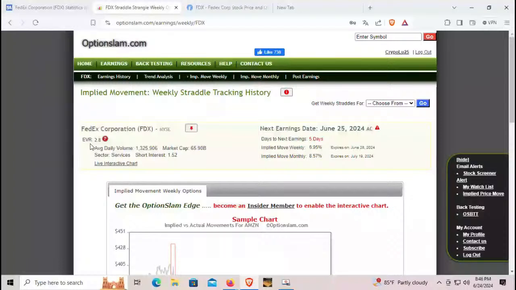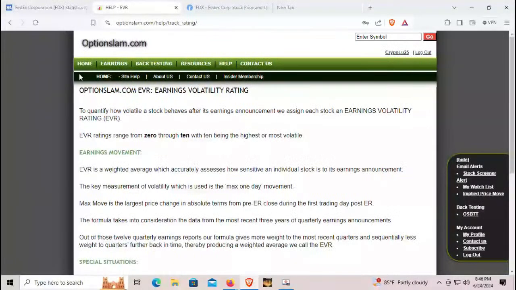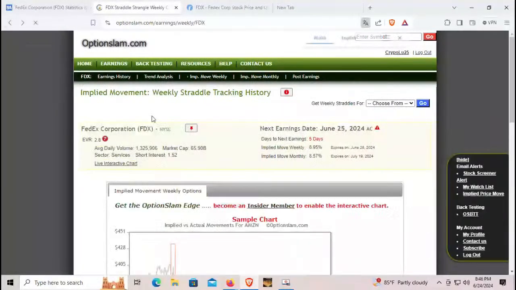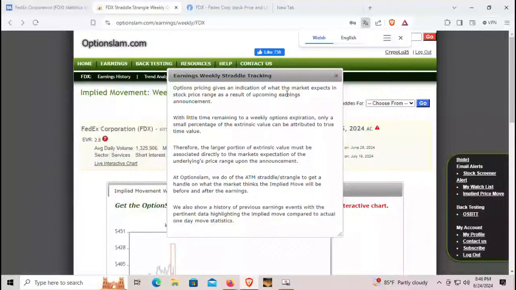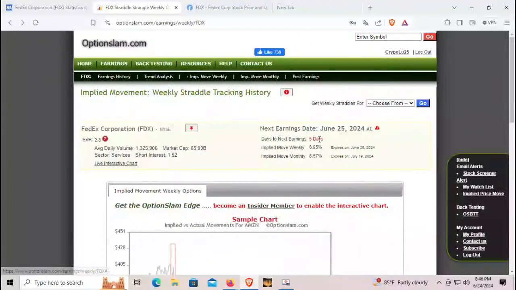Let me explain this website. Okay, they have the 2.8 EVR. Actually, here they have the little question mark, 0 to 10, their earnings volatility. Okay, let's go back. Then we'll see implied movement, weekly straddle, tracking history. On this website, I'm going to show you a little bit down the bottom. Let me close this. The volatility.